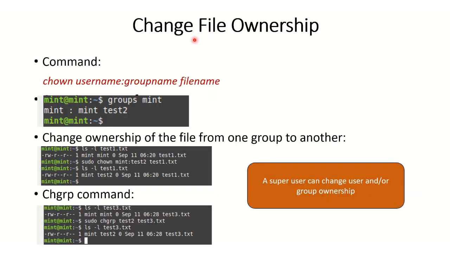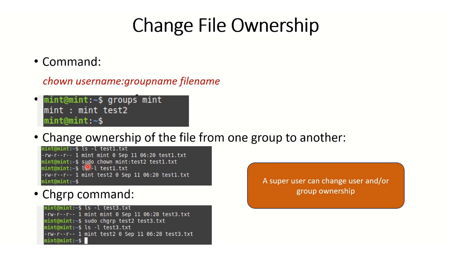Now you can change file ownership using chown command. First of all, you need to find the group for a user using groups command. In this case, user Mint is a part of two groups, Mint and test2. The next screenshot you can see that the file test1, it is associated with group Mint.